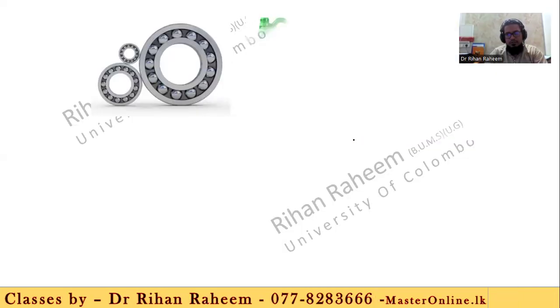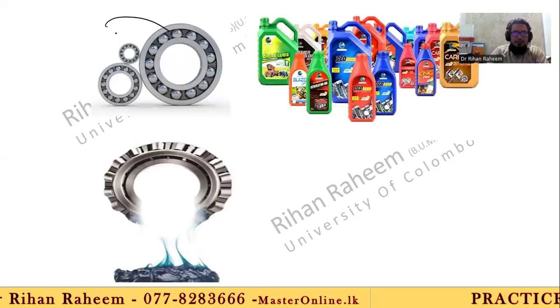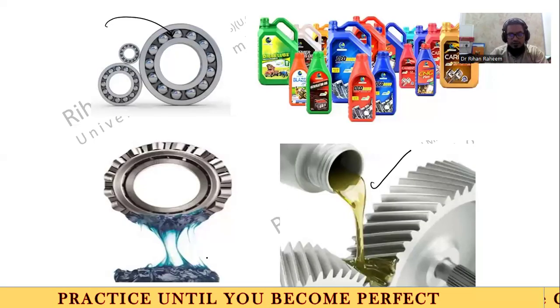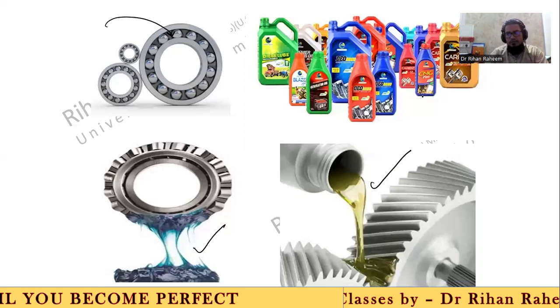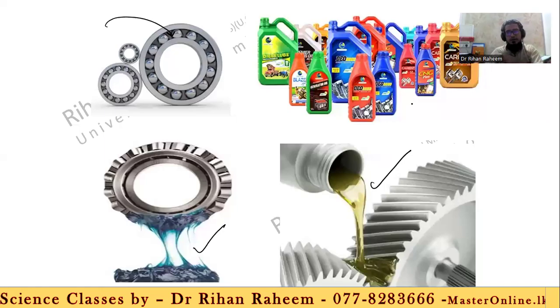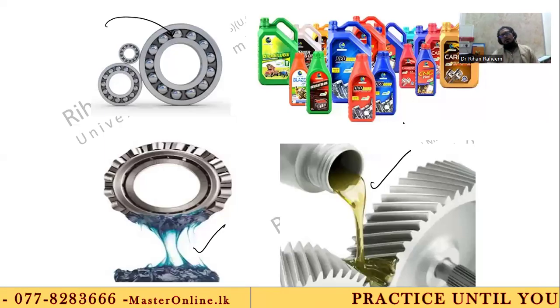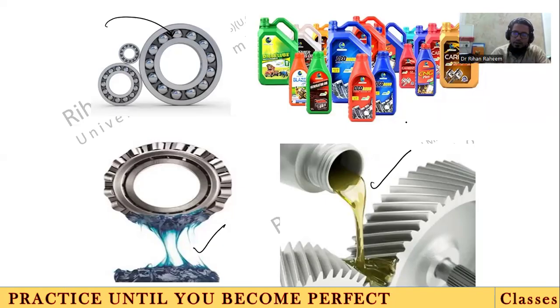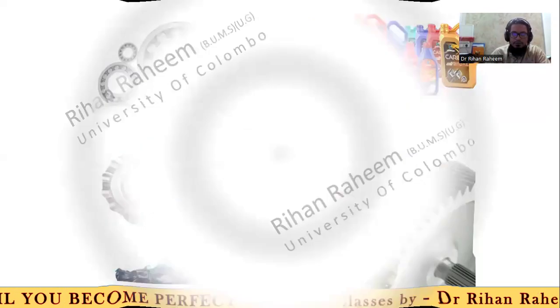Here I'll show you the pictures. These are the ball bearings to rotate easily. Application of oil, application of grease. It may be solid lubricants like graphite powder, boric powder. When playing carom, you put this powder to reduce the friction. I hope you all are clear about it.